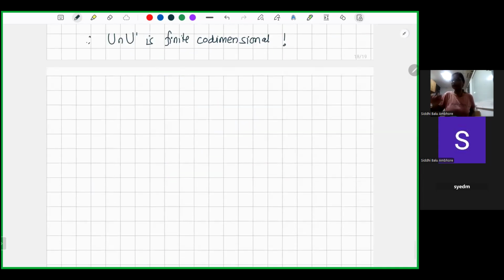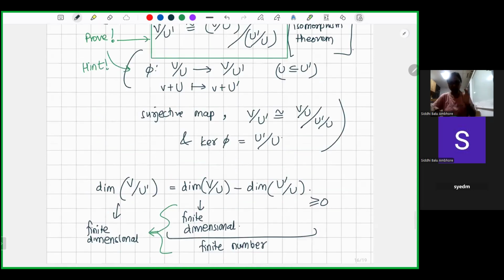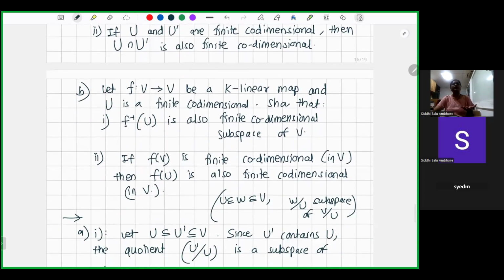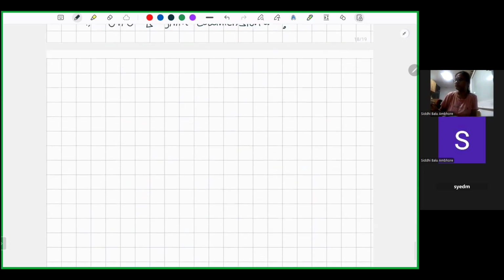Okay, it was just comparing the dimension. And now I think the second part is more or less similar, but it is through the image of a given k-linear map. Okay, so let us do that also. We'll finish it and then we can stop. Okay, so B part first.